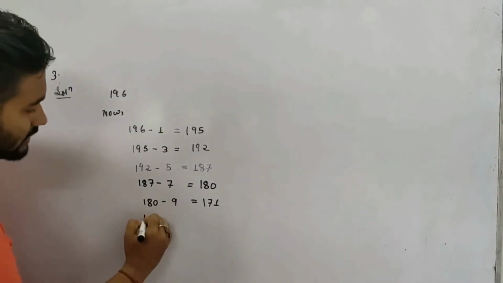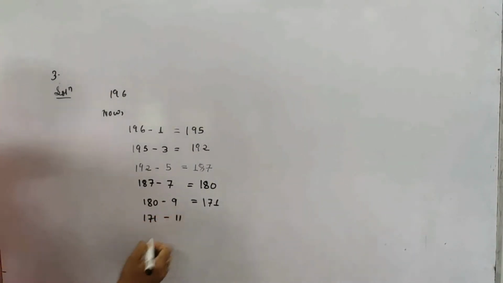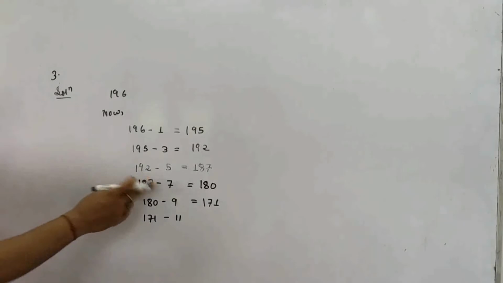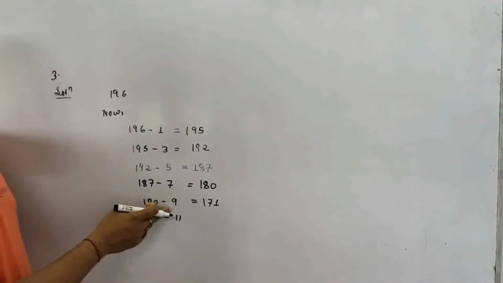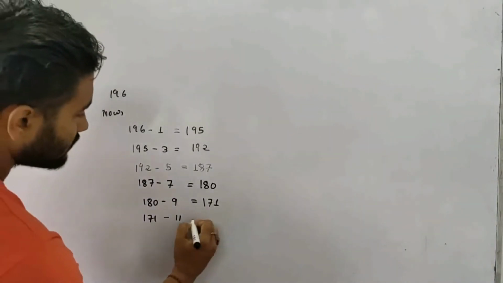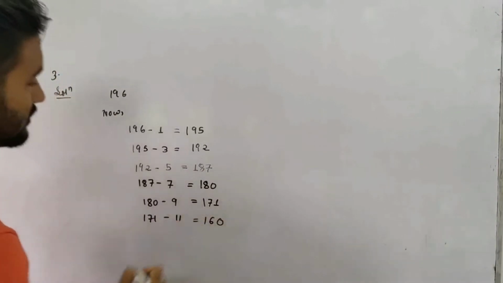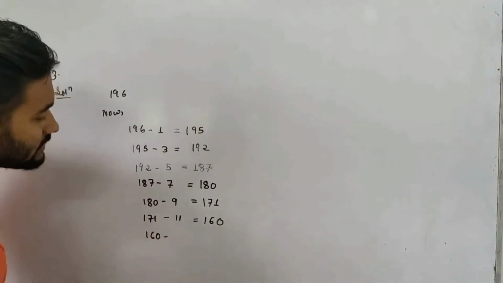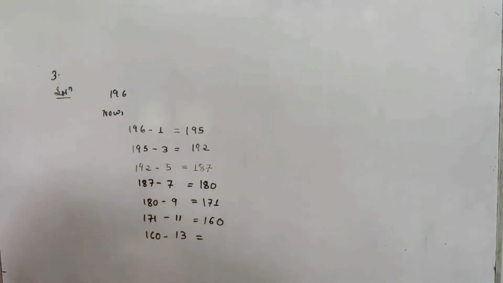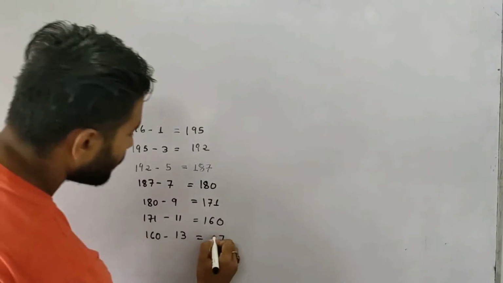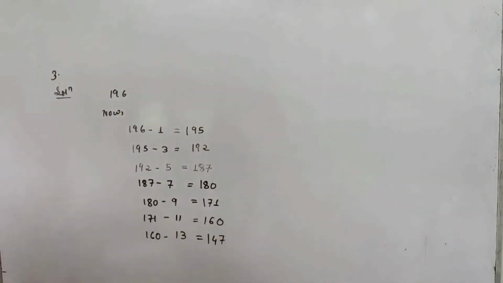So then 171 minus the next odd number. Odd number, okay? Don't bring an even number. 1, 3, 5, 7, 9, 11, and you cannot miss an odd number also. After 5 you cannot subtract 9. Serially it should go, okay? If you subtract 11, this is 160. Done. Then 160 minus 13 is 147.